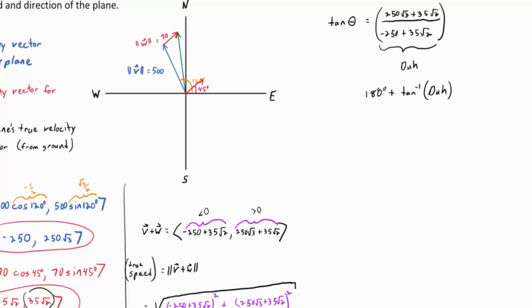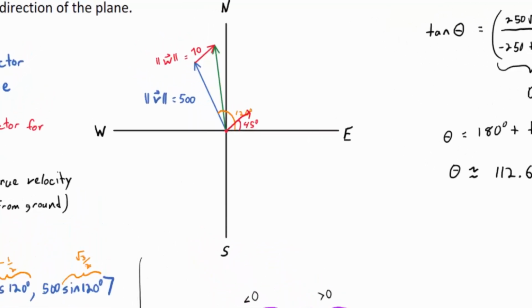And then that turns out to equal theta. And if you run that through your calculator, that'll be approximately equal to 112.6. Now, the only thing is we were given the direction that the plane is headed in as a heading, right? So could you convert 112.6 to a heading? So this is where the picture comes in.